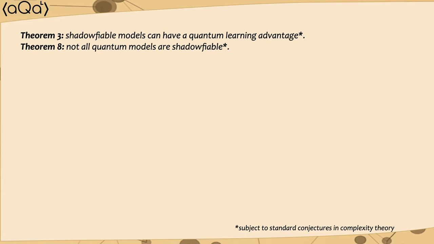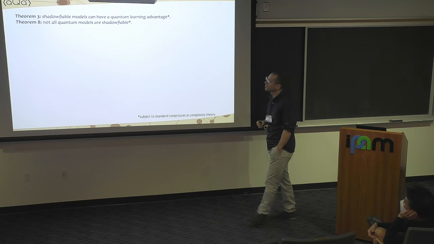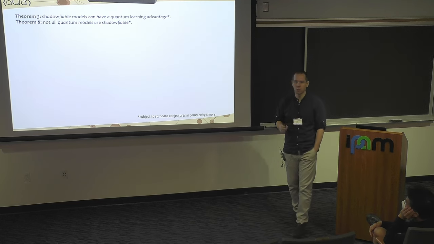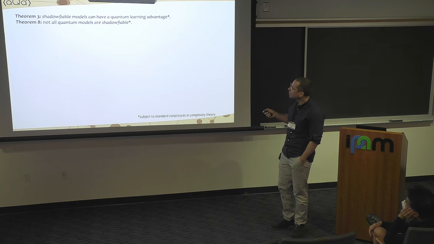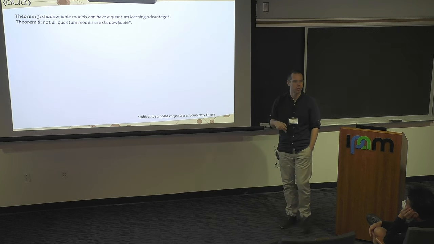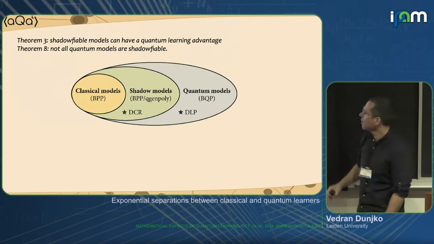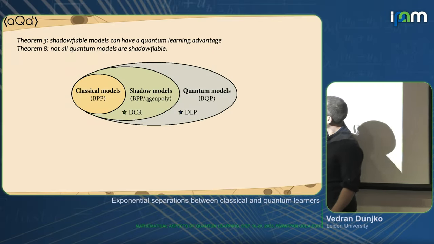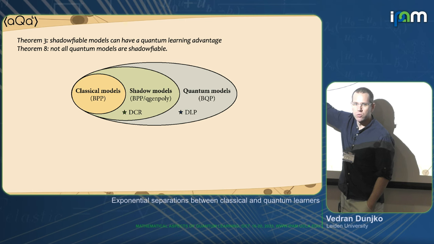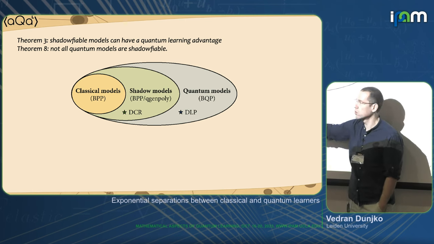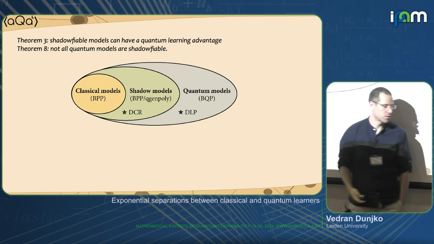The next two results are a little bit more interesting. First one, you can have quantum learning advantages with shadowfiable models. And second one, no, shadowfiable models are not enough. There's things which are not shadowfiable, but quantum machine learning can do it. And essentially, this is sort of a diagram. Discrete cube root is here in the things which you can do with shadow models. Discrete logarithm problem we cannot do in shadow models. And classical models are here.